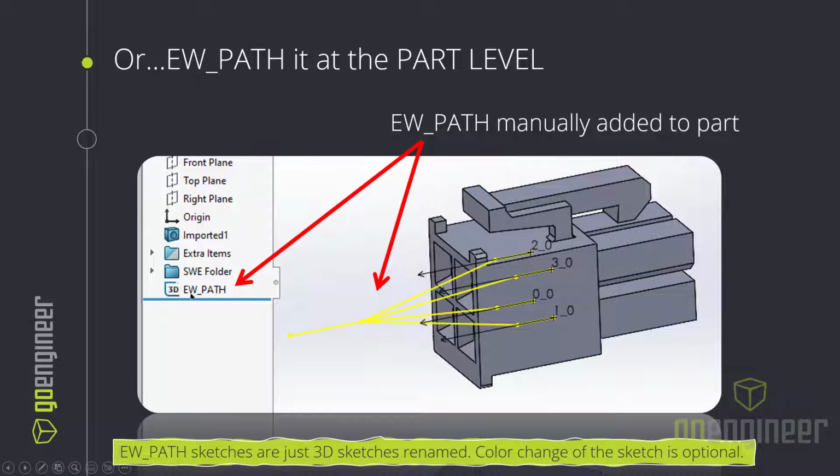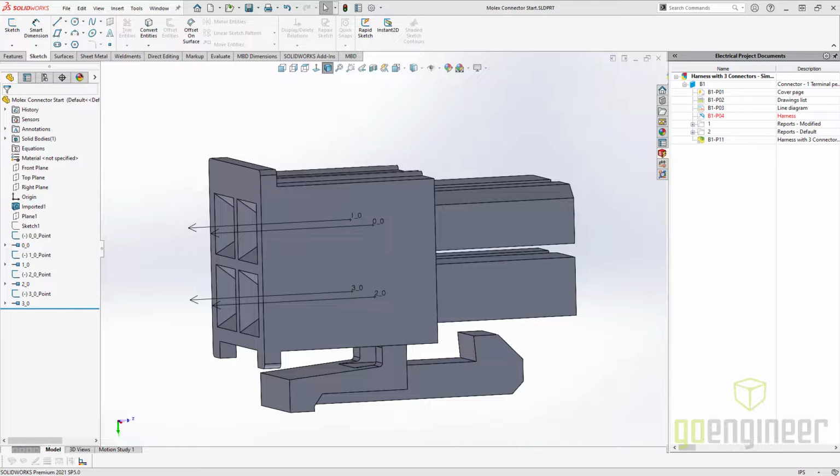An EW path, all it is is a 3D sketch, so it has to be 3D, and it has to be named EW_path. You can put numbers at the end of it. In fact, I think I've heard that you can even do names at the end of it. I haven't tried that myself, but as long as the first part is matching. In fact, let me bring up that part here so you can see.